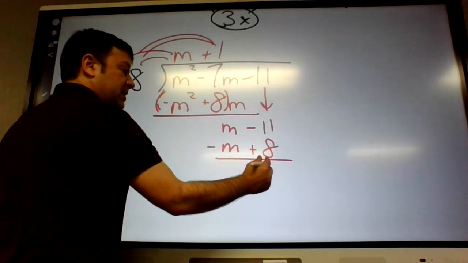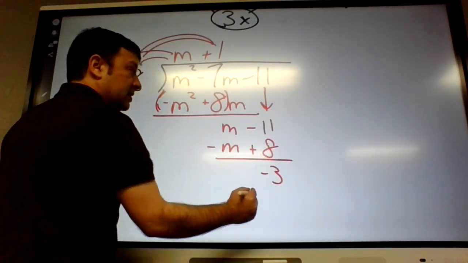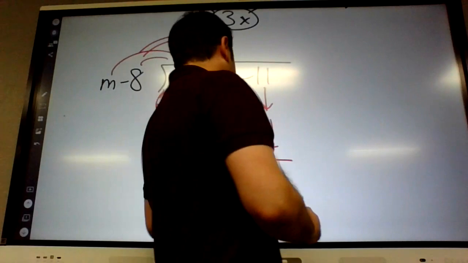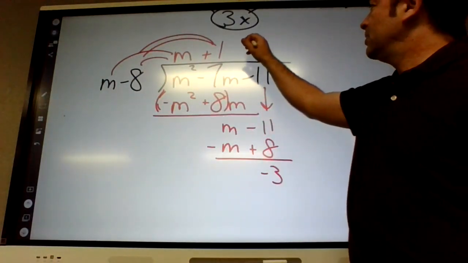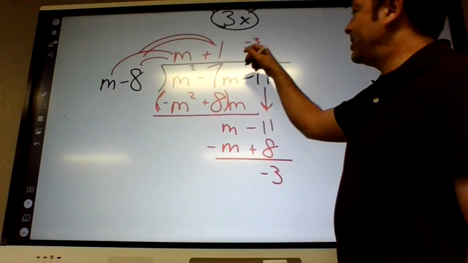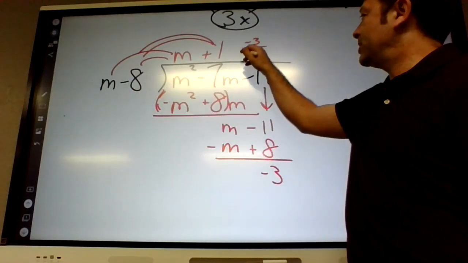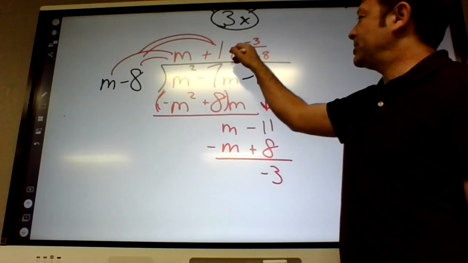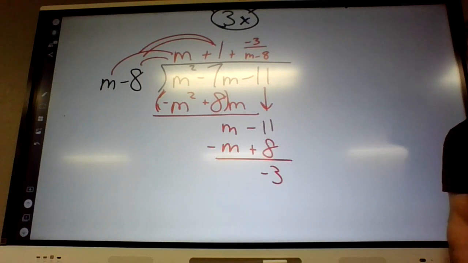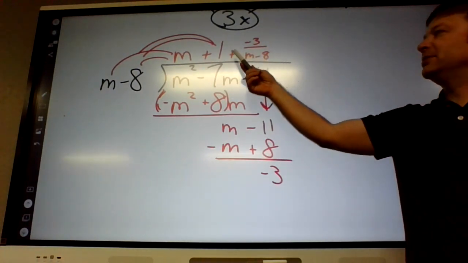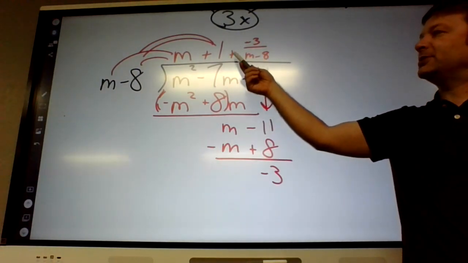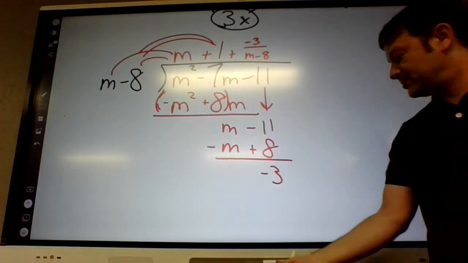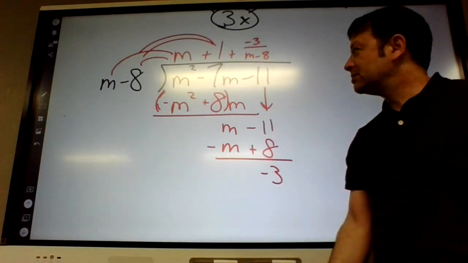Negative 11 plus 8 is negative 3. What were we doing with the negative 3? Okay, we put it as a remainder over the divisor, m minus 8. Sometimes they put a plus right there. Some books do, some books don't. Our book actually does. I feel like the Algebra 2 book maybe doesn't though, so who knows, kind of random.